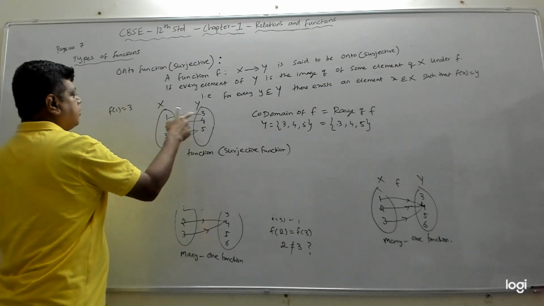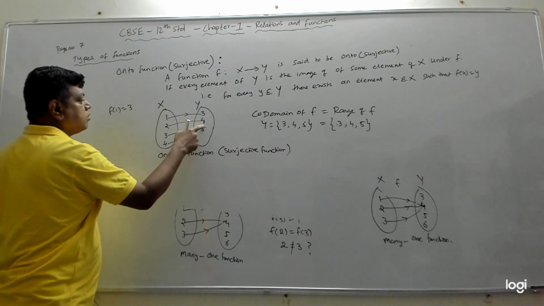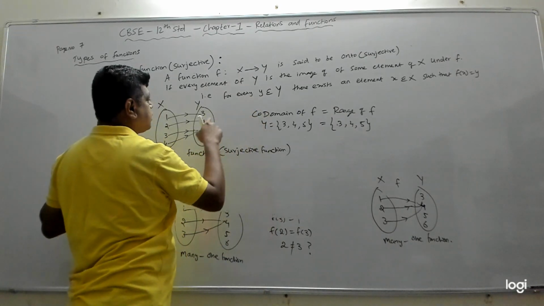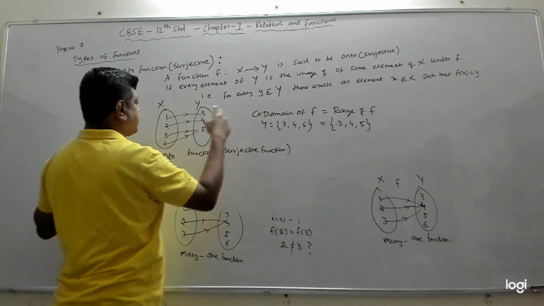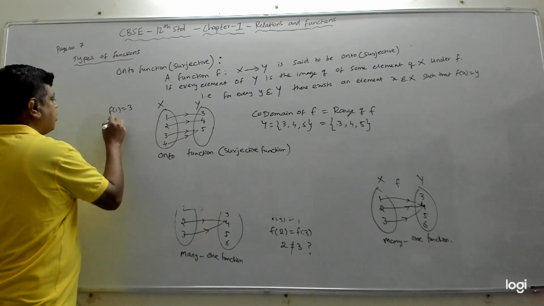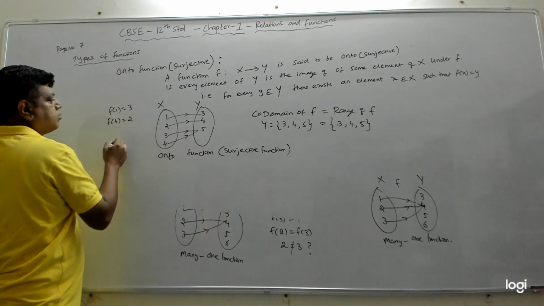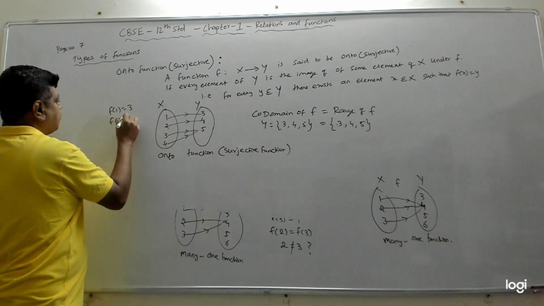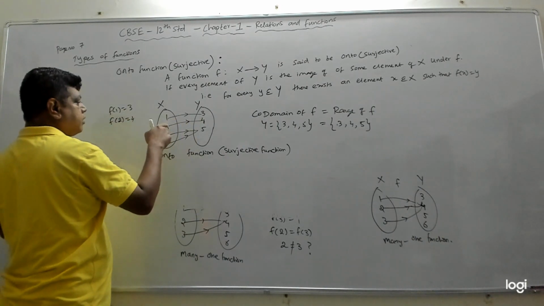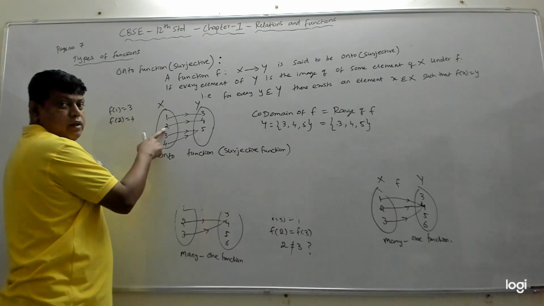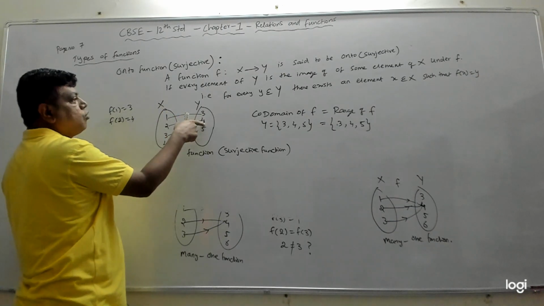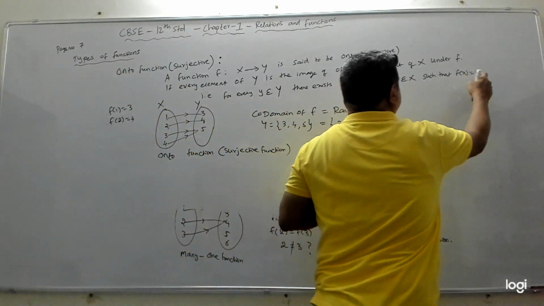Again 4. For every y, here y is 4. For 4, there exists an x. What is the x? 2. So f of 2 is 4. For 4, there is an x in capital X such that f of 2 gives me that y, which is 4. f of x is equal to y.